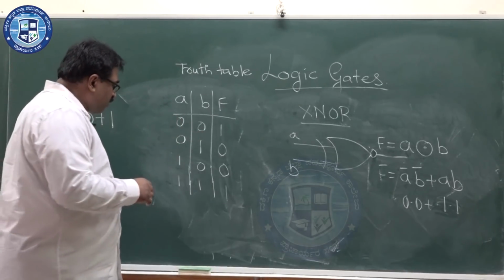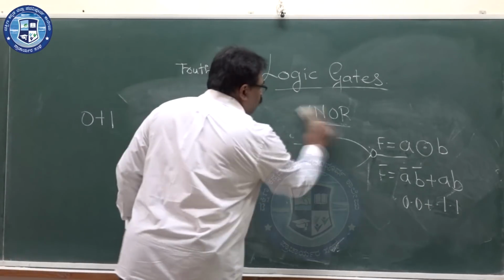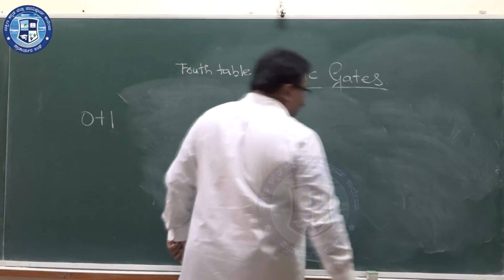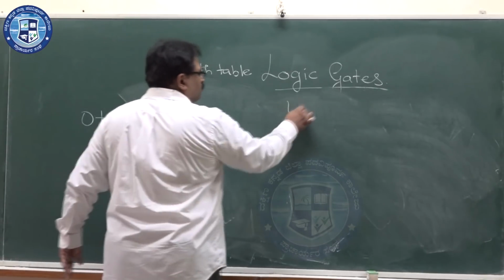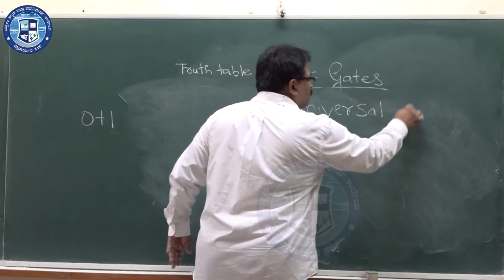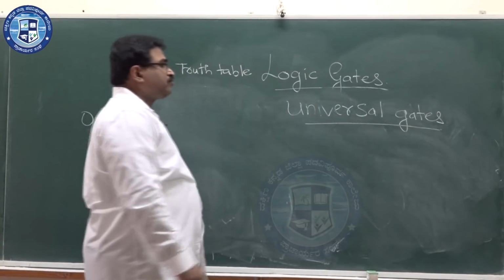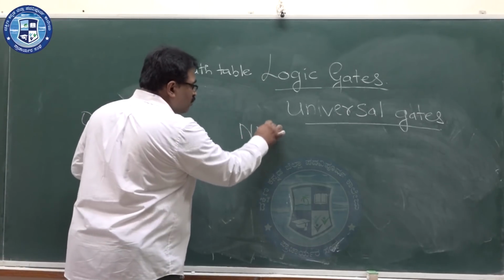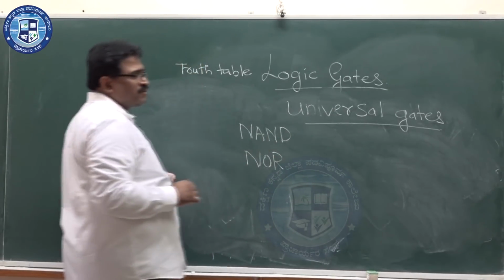Now the next one is, which gates are called universal gates and why. Which gates are called universal gates? NAND and NOR, these two gates we call universal gates.